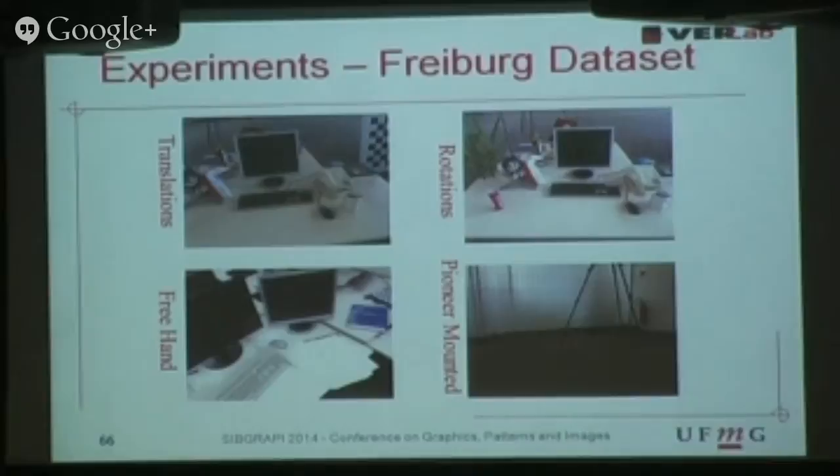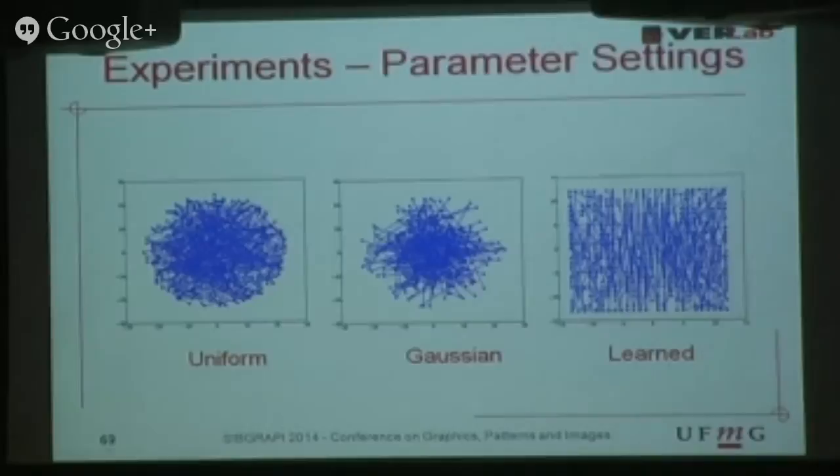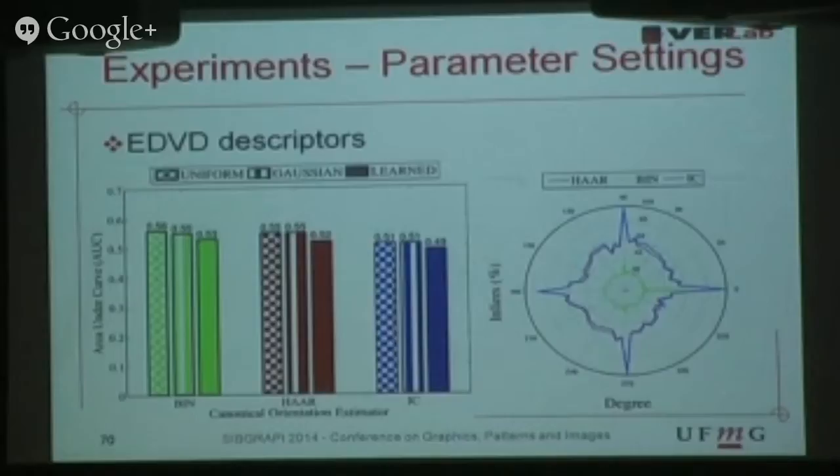It's a Pioneer. Several tests, of course, were performed: parameter setting, matching, rotation variance, processing time, memory consumption, and key point detection variance. The comparison was made against SIFT, SURF, spin images, and C-SHOT. We want to see how well our descriptors would perform. This is the distribution I was talking about that BRIEF uses. You have the uniform distribution, a Gaussian here, this uniform distribution, then the learned one. There's some reason for that.